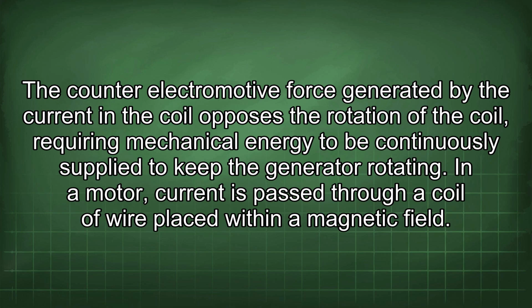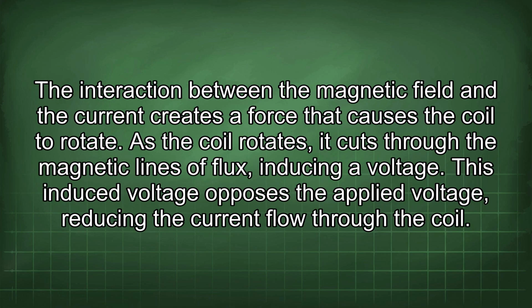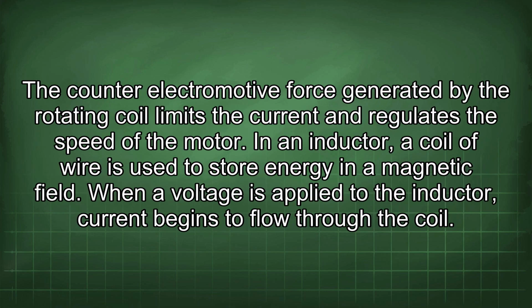In a motor, current is passed through a coil of wire placed within a magnetic field. The interaction between the magnetic field and the current creates a force that causes the coil to rotate. As the coil rotates, it cuts through the magnetic lines of flux, inducing a voltage. This induced voltage opposes the applied voltage, reducing the current flow through the coil. The counter-electromotive force generated by the rotating coil limits the current and regulates the speed of the motor.